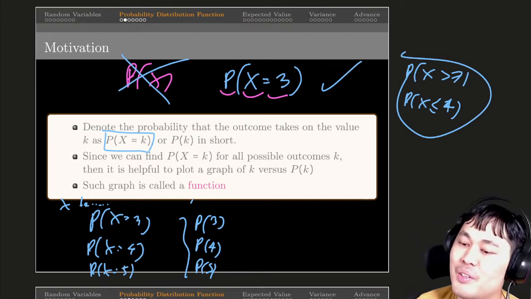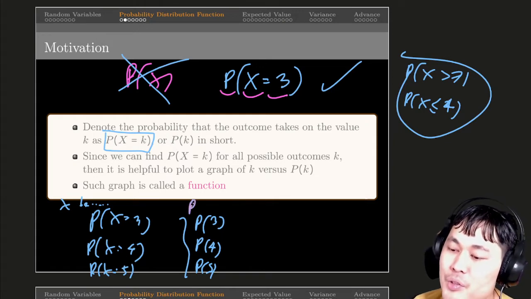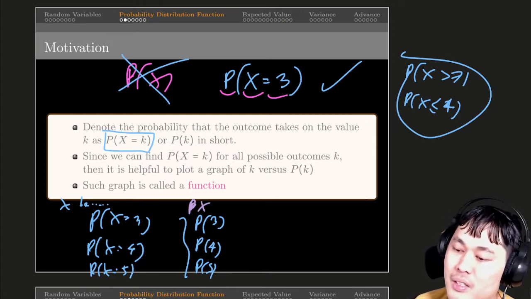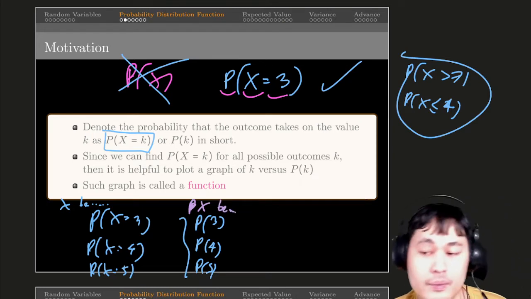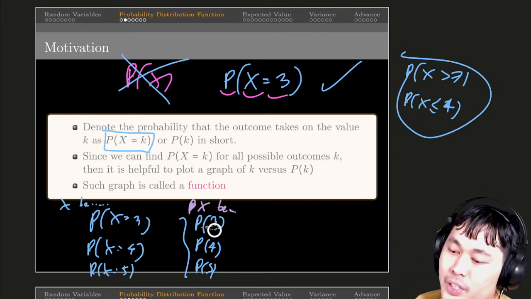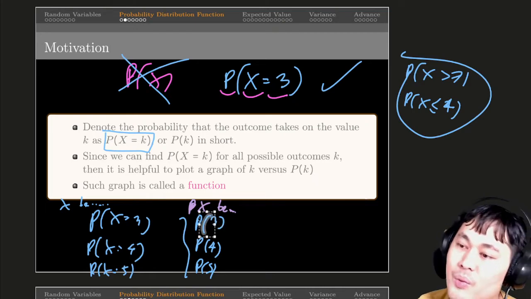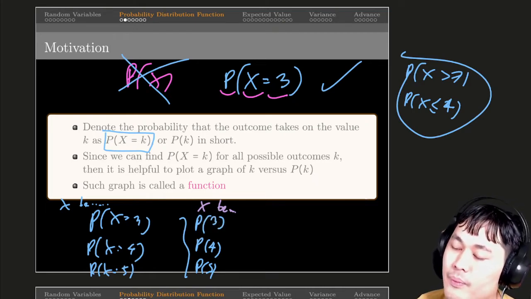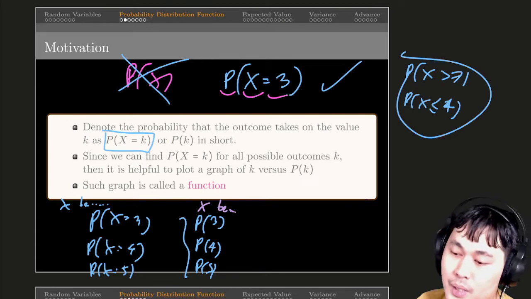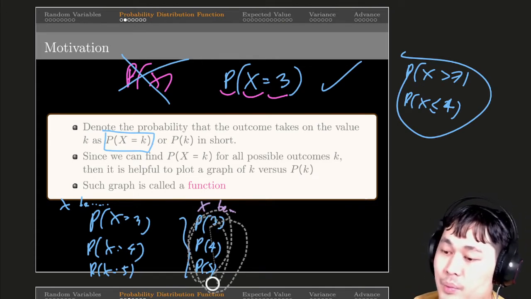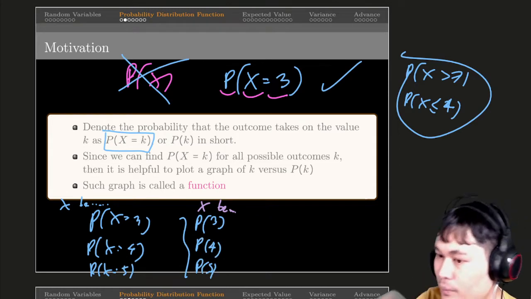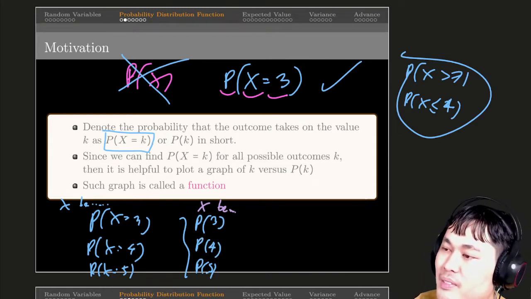But again, if you establish what variable we are talking about, then when you read P of 3, you can think we are talking about the variable X, and P of 3 means the cases when X is 3. So this is what we use sometimes. Okay, in short.